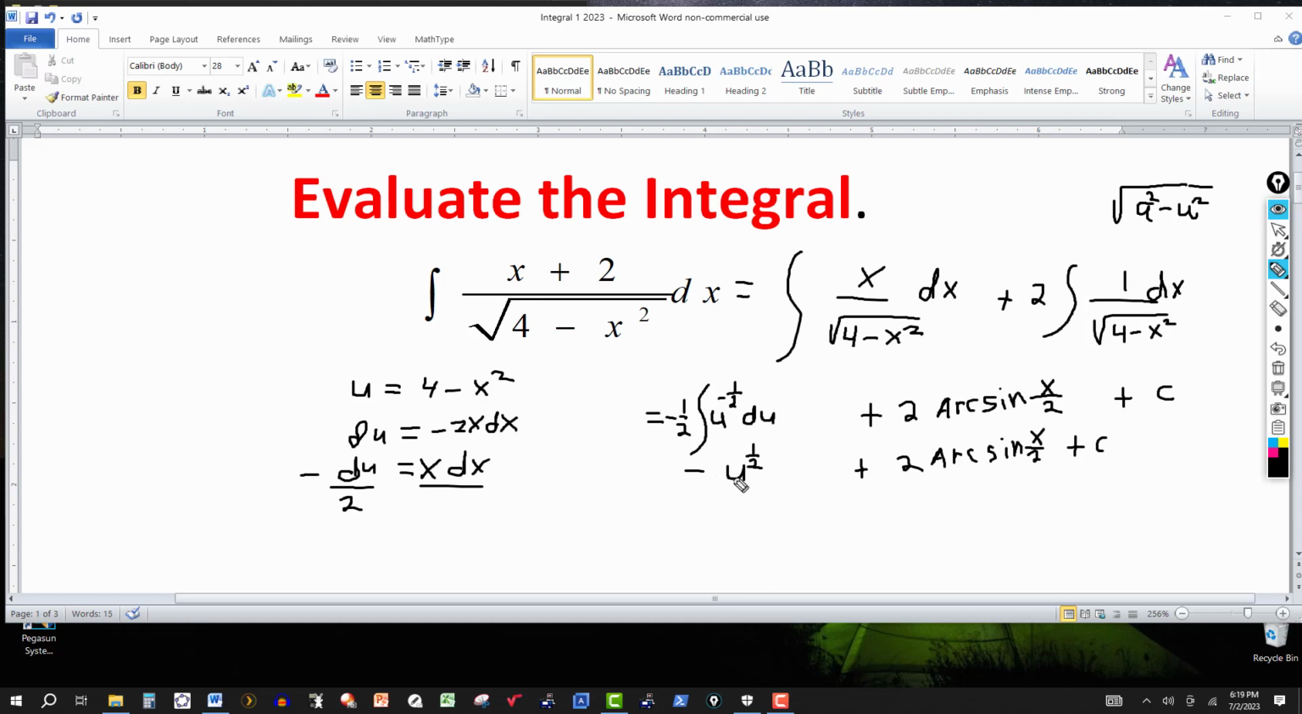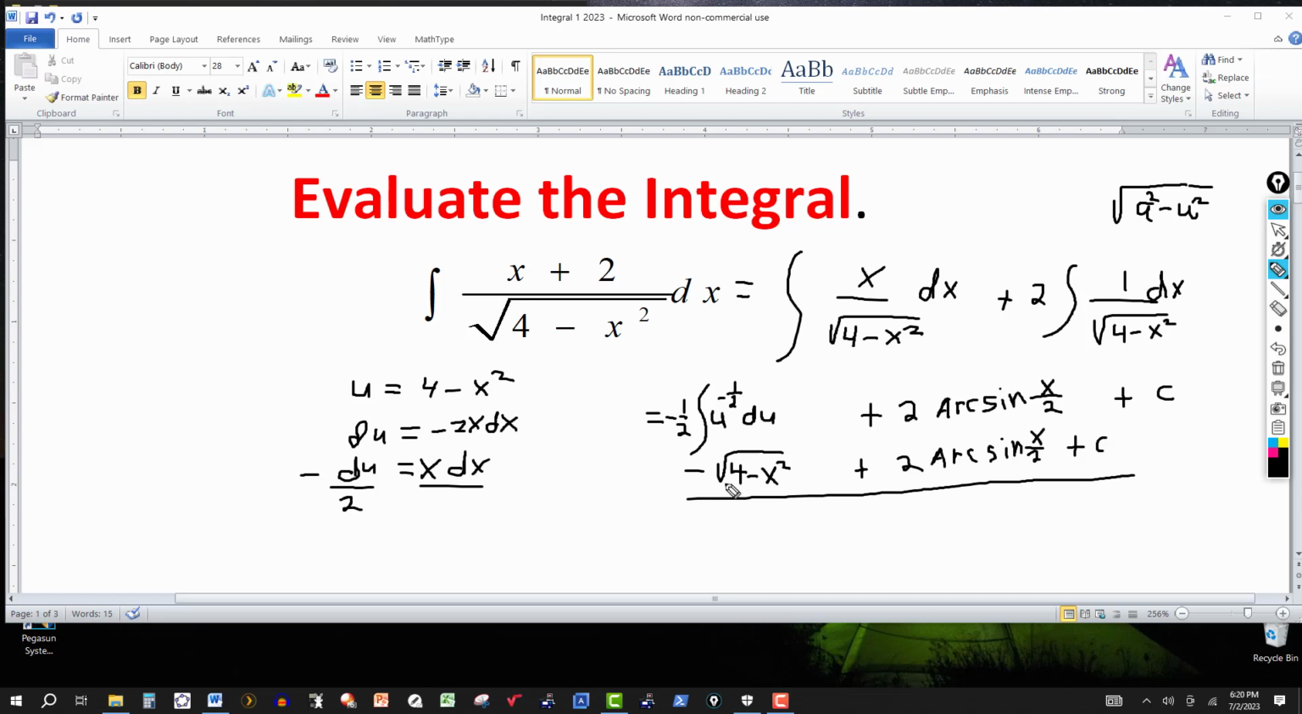And then all I have to do now is replace the u by 4 minus x squared. So let me just rewrite this. Instead of writing the whole thing over, I'll just rewrite this here. And this is actually just going to be the square root, and u was 4 minus x squared. And that's your final answer for this one.